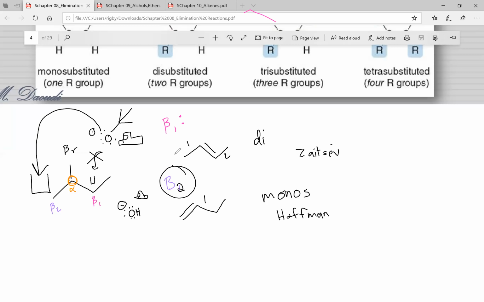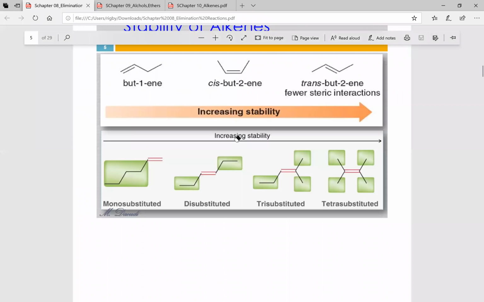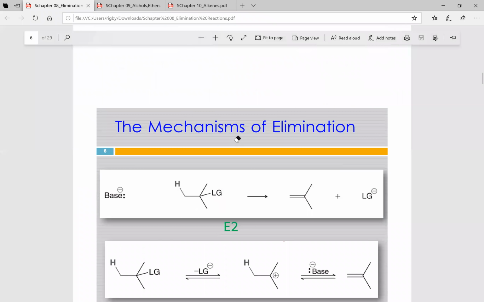Just to reiterate, when we have two possible products, the more stable product is known as our Zaitsev product, and the less stable product is known as our Hofmann product. The Zaitsev product will be our major product when we're using a small base. The Hofmann product will be our major product when we're using a big, bulky base. I think that's what these slides that are coming up sort of explain.